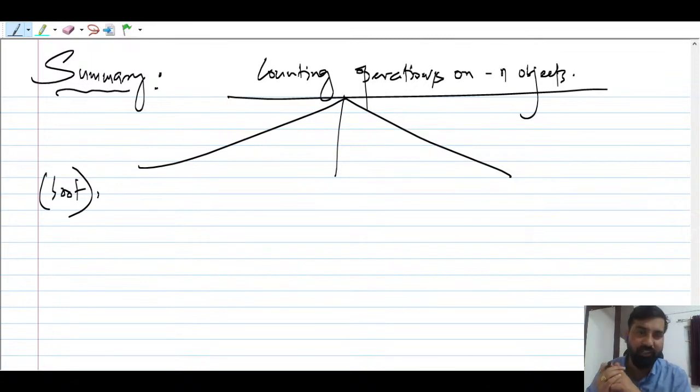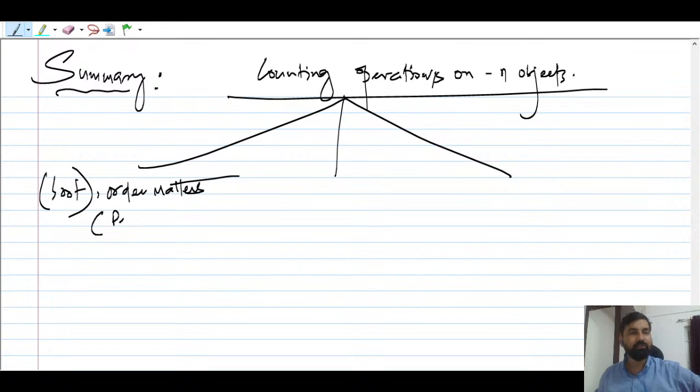This is counting only, guys. ये काउंटिंग है, राइट? So counting operations on n objects, the first is what? Sorting. In sorting, order matters. Order matters, so this is basically called permutation. In the language of PNC, sorting is nothing but permutation where order matters.